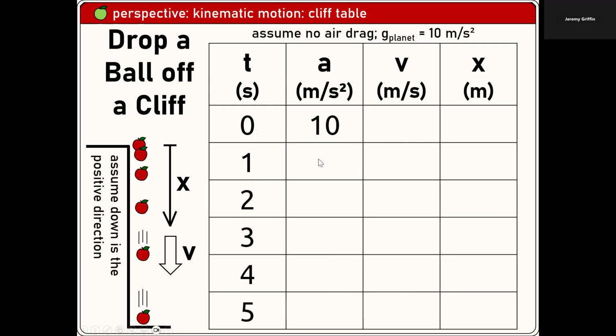Right. Now for this table, I'm just going to use 10 because it gives nicer round numbers. After 1 second, what's the acceleration? 10 meters per second squared? How about if it's 2 seconds? 10. Yeah. Okay, so assuming no air drag and the gravity of the planet, it's 10 meters per second squared. So that could be, say, after 5 seconds, it's a millimeter above the ground, still accelerating that much. Okay. All right.